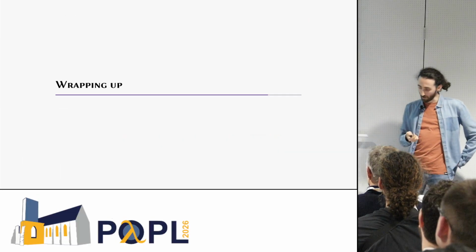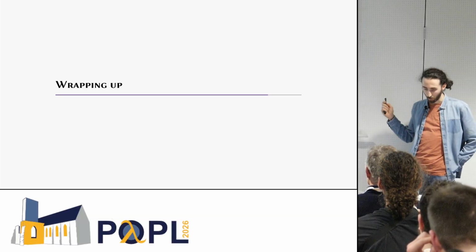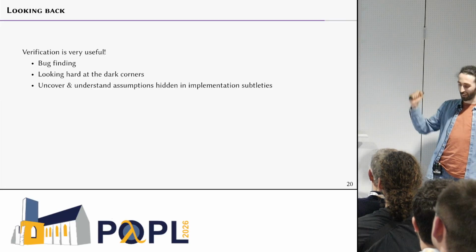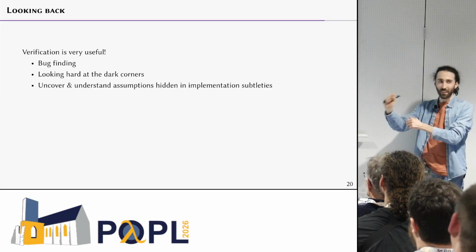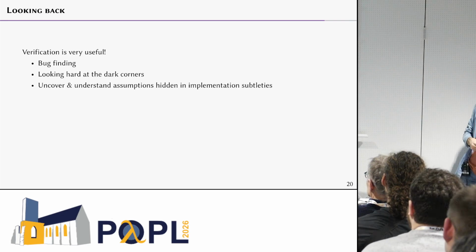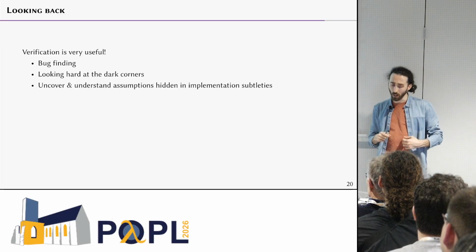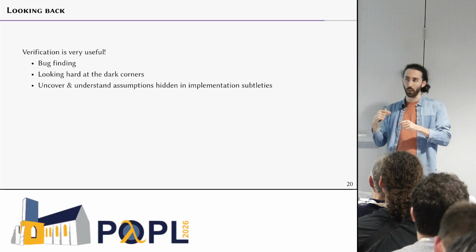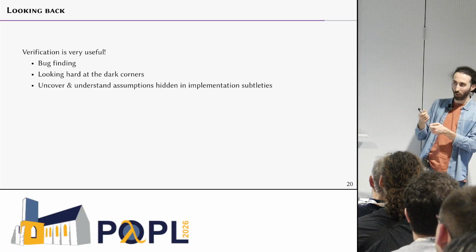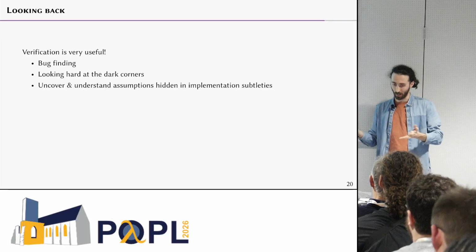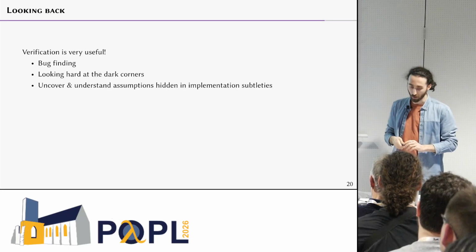Okay, so time is running out, so it's time to wrap up. Maybe you're not the people to convince that verification is useful, but I hope I've given you yet another justification of why verification is nice. Of course, it helps in finding bugs, but it's a bit more than that. It really forces you to look at the dark corners of your implementation and to be honest about them, and maybe even to document them to your users.